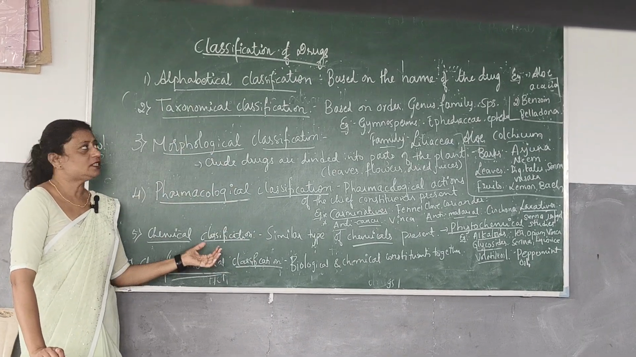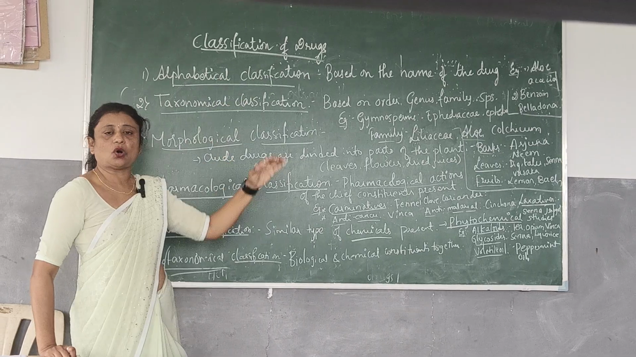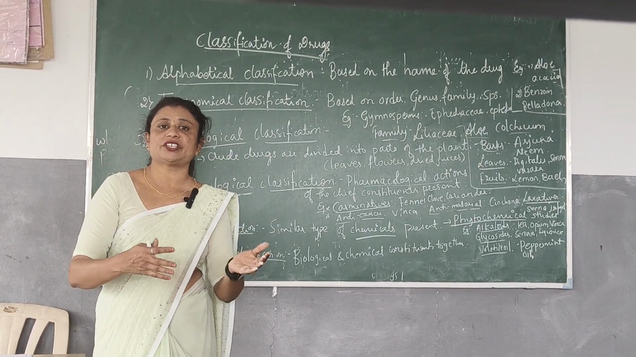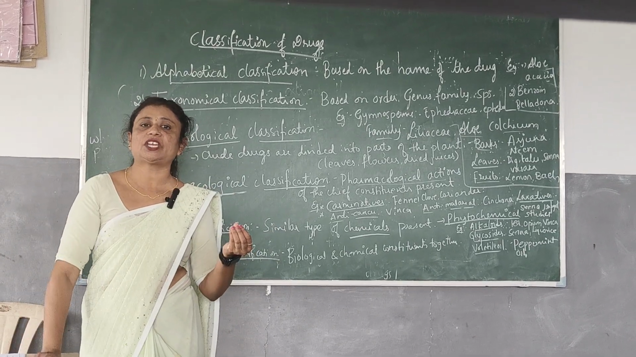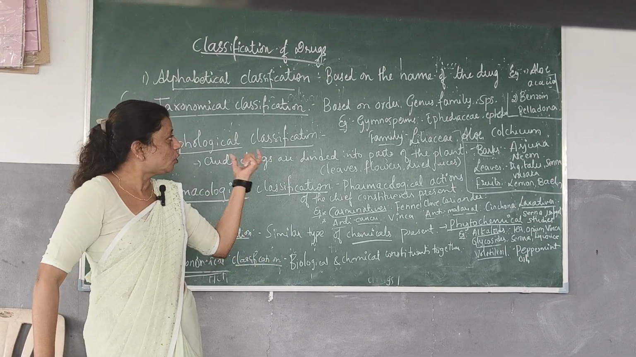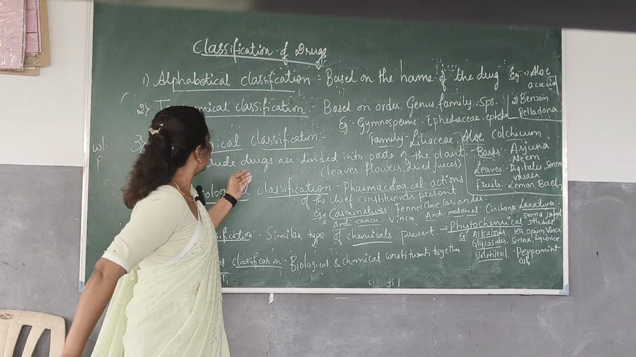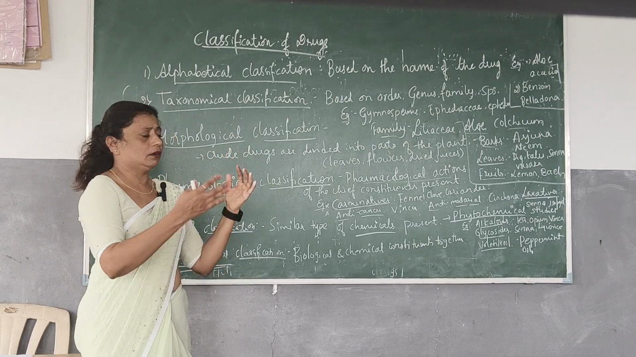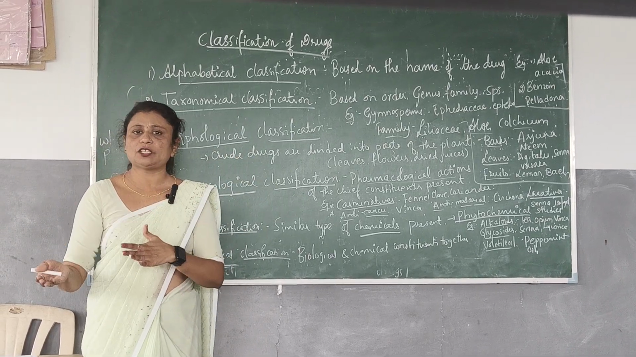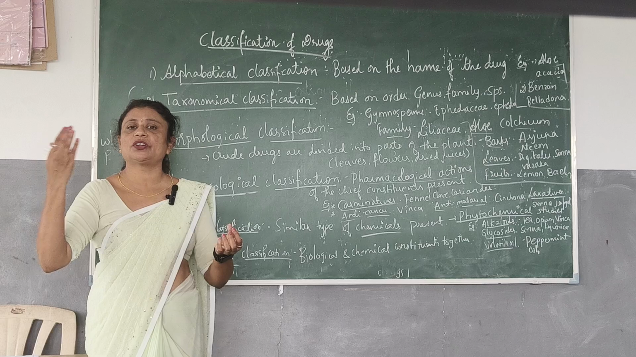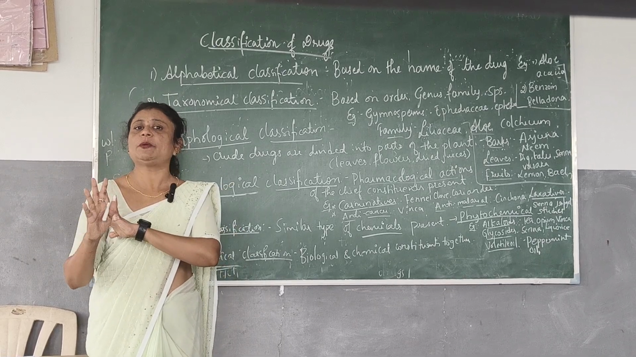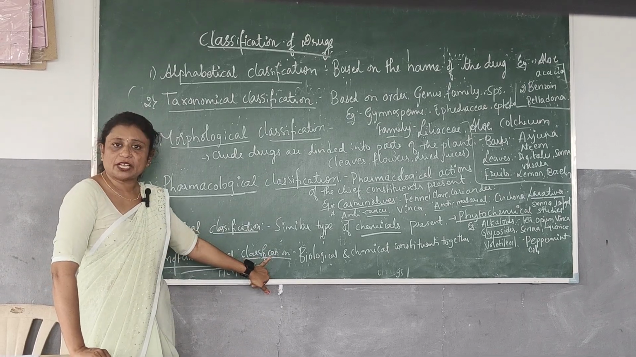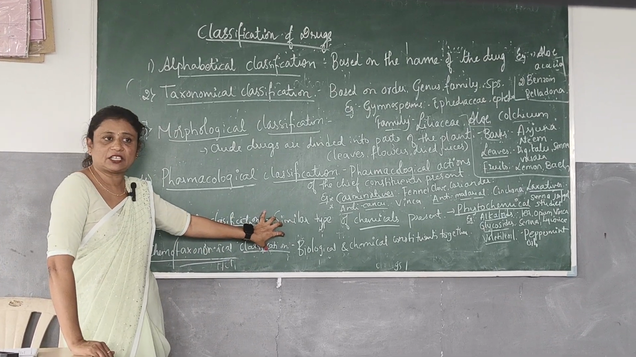Coming to the merits and demerits, in the alphabetical classification, the merit is only that the names of the drugs can be studied here. But it cannot be taken into consideration whether it has to be put in the pharmacological classification or the alphabetical classification. Here only the name of the drug is considered. And in taxonomy, many of the two or three drugs come under the same family. For example, aloe belongs to the Liliaceae family and colchicum also belongs to the Liliaceae family, but the active constituents will be different. So in that case, these types of drugs come under the chemotaxonomical classification or the chemical classification.